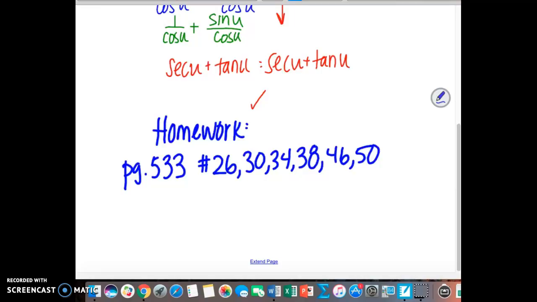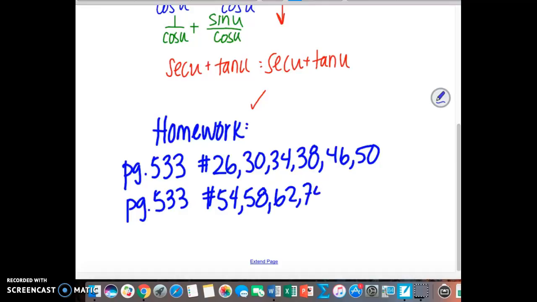And again on page 533, we have numbers 54, 58, 62, 74, 82, and 86.